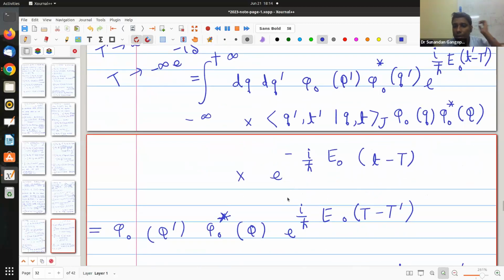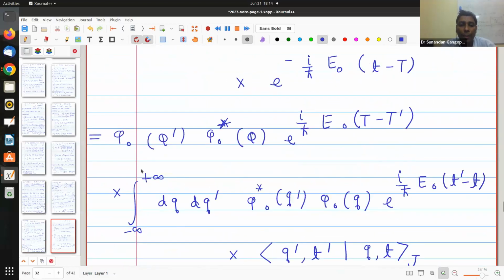Now the interesting thing is that in this expression you will see that there is phi naught as a function of capital Q prime and phi naught star as a function of capital Q, and the integrations are over small q and q prime. So you can just pull these two factors out because they are independent of the integration. You can also pull this out of the integral, and you can write this expression in the following way: phi naught of capital Q prime, phi naught star of capital Q, e to the power of this factor, times this integral.